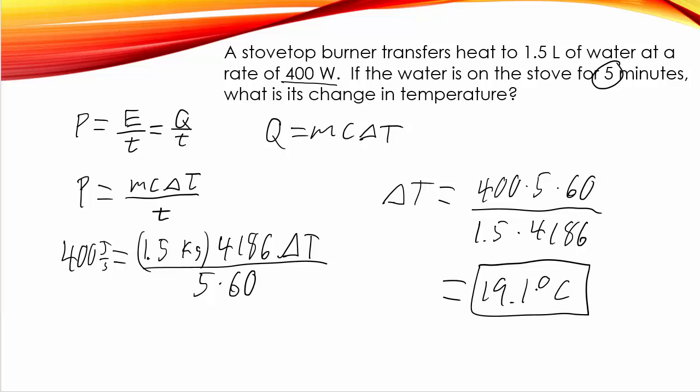So you could say 19.1 kelvins, or it's degrees Celsius. They're always going to be the same. All right. So there's our first example. Let's move on to the next one.